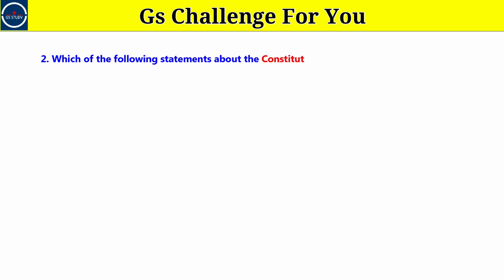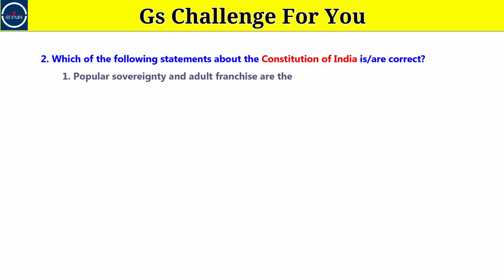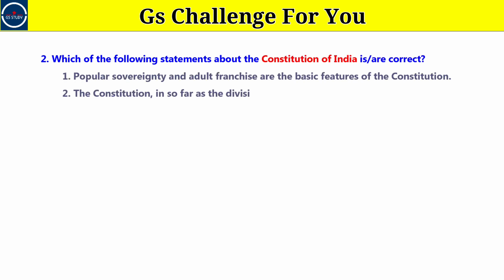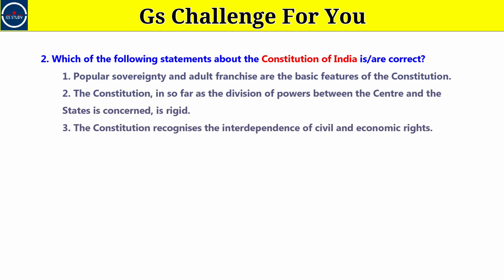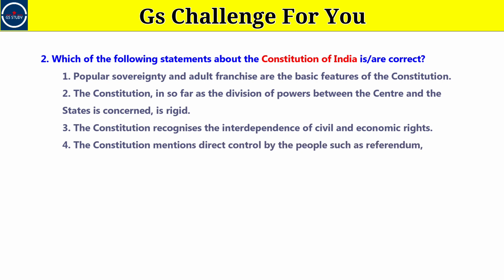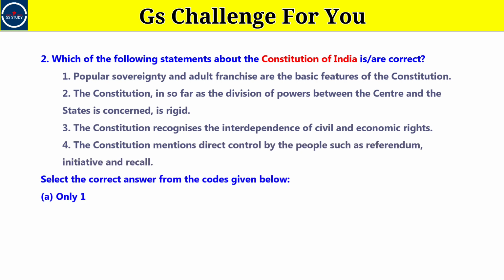2. Which of the following statements about the Constitution of India are correct? 1. Popular sovereignty and adult franchise are the basic features of the Constitution. 2. The Constitution, insofar as the division of powers between the center and the states is concerned, is rigid. 3. The Constitution recognizes the interdependence of civil and economic rights. 4. The Constitution mentions direct control by the people such as referendum, initiative and recall. Select the correct answer from the codes given below.